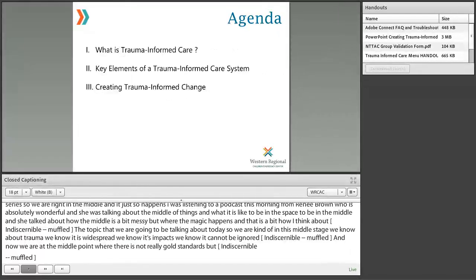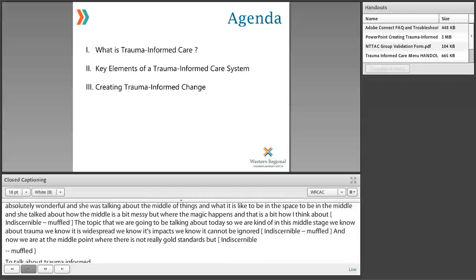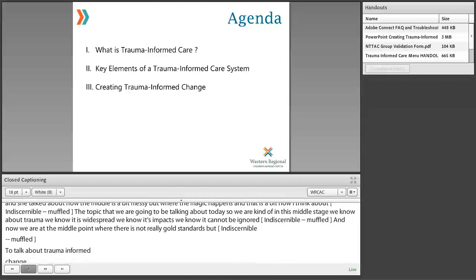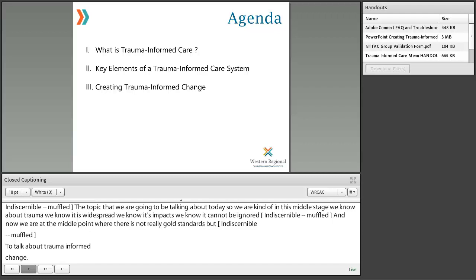Okay. So for our time together today, this is our agenda. We're just going to start off by talking a little bit about what we mean by trauma-informed care, and then spend the majority of our time talking about those key elements of a trauma-informed system. So what does it look like to be trauma-informed? What does it feel like to be trauma-informed? And then spend a little time at the end talking about how we create that trauma-informed change.